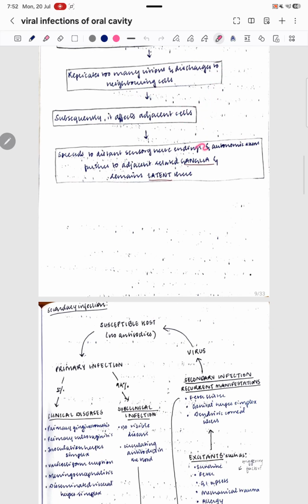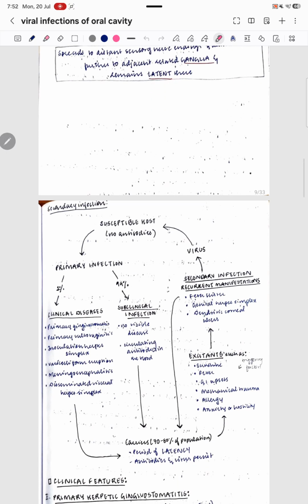Subsequently it affects the adjacent cells and spreads to distant sensory organs, nerve endings, and autonomic axons, further to adjacent related ganglia, and then remains latent. So what is latent? We discussed earlier that it occurs in periods and it gets activated in periods, okay. So it is a period of activation.